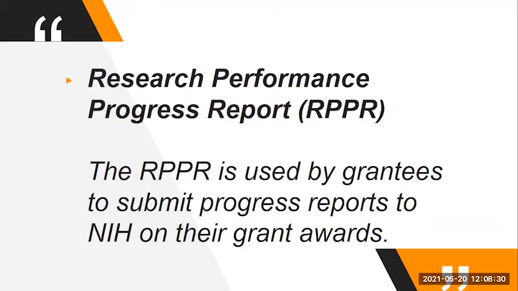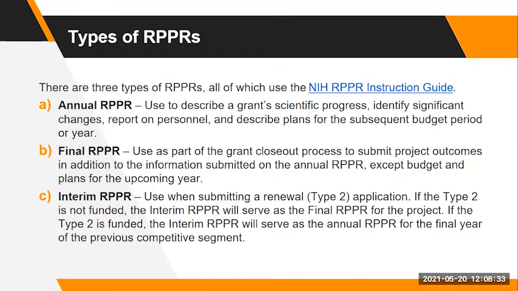There are three types of RPPRs, all of which use the RPPR instruction guide. At the end of this session, I'm sure Claire will share these slides, and you'll find more information about the RPPR on that guide. There's a link there. The first type is the annual RPPR. It is used to describe the grant's scientific progress, any significant changes, any new personnel, and your plans for the next budget period or budget year. This is the most common RPPR for those who have grants running for more than a year.